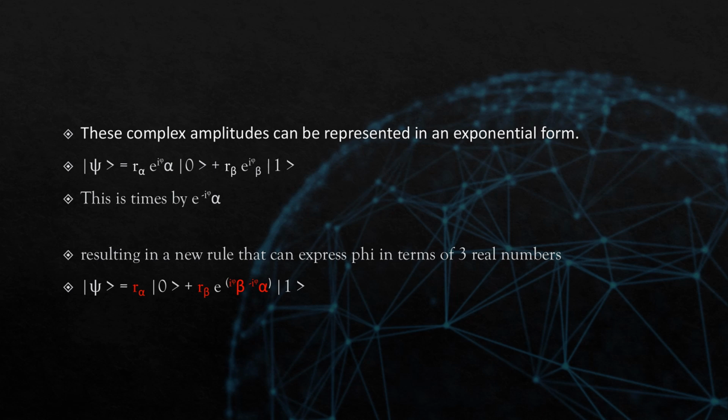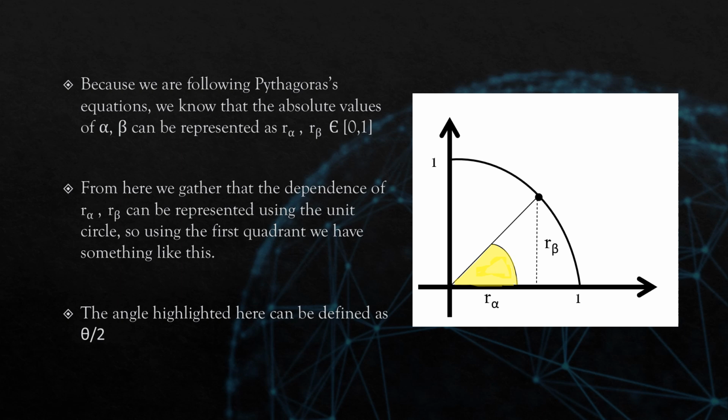state 1. This doesn't change any of the physical properties of the qubit. It only changes the argument of the complex amplitudes. The absolute values are unchanged, and from a physical point of view, it is completely unchanged. Because we are following Pythagoras' equation of R alpha squared plus R beta squared is equal to 1, we know that the absolute values of alpha and beta can be represented as an element of 0 and 1.